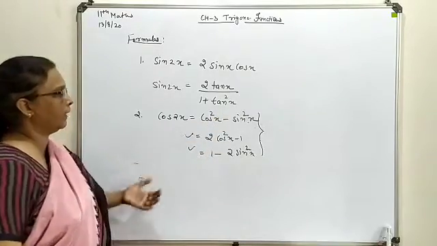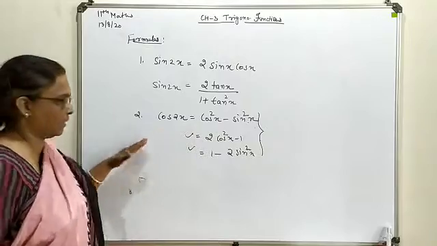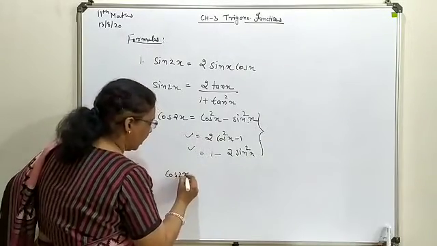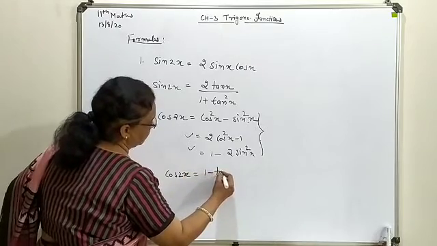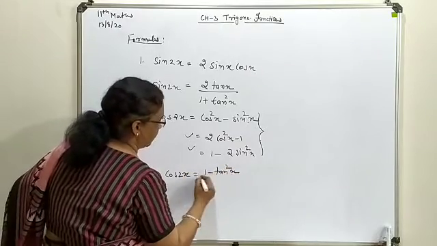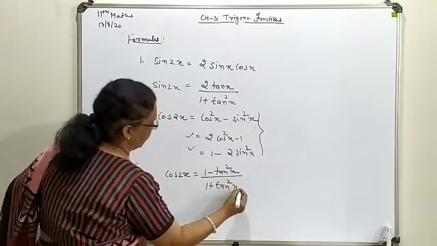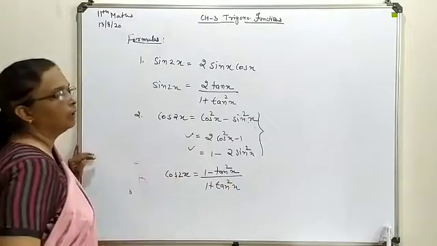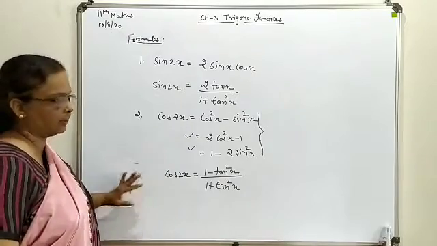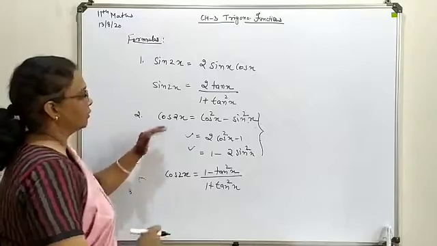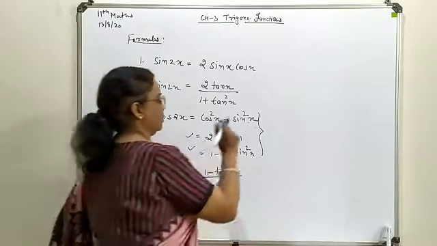But before that we write the tangent form of this cos 2x here. Tangent form means cos 2x you can express in terms of the tangent as 1 minus tan square x upon 1 plus tan square x. So this is also an important form. Now we are going to write the interconversion of these two. So that is also an important one.